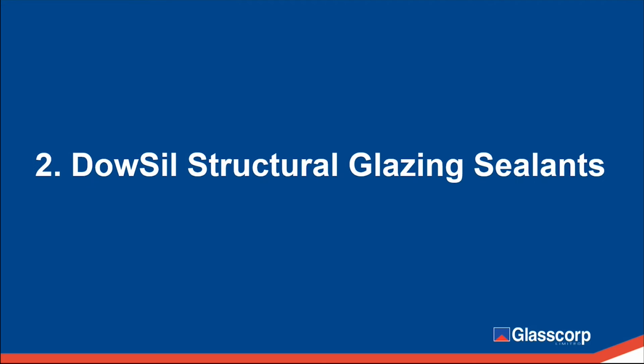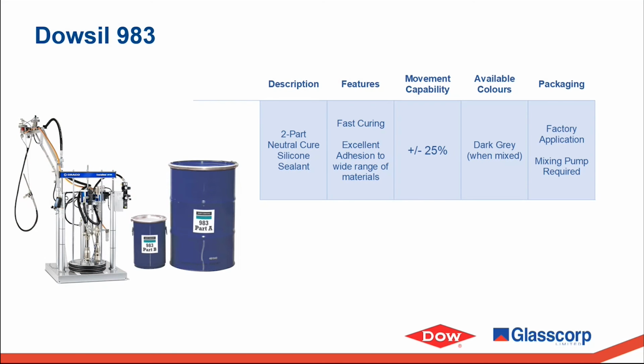Now, in this next section, I'll talk about some of the structural glazing sealants which we offer through Dow. Each product is developed and tested for specific applications, and they should only be used where intended. Firstly, Dowsil 983. This is a two-component, fast-curing structural silicone. It's applied in factory settings and requires the use of a mixing pump to mix the separate base and catalyst components for application. Dowsil 983 has a 25% movement capability, and when used in factory structural glazing, it's often used for both the structural seal and the weather seal.